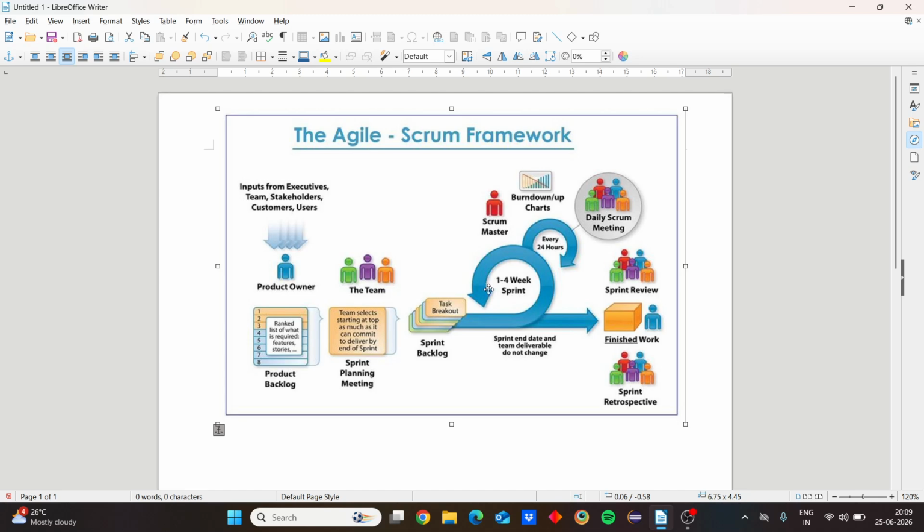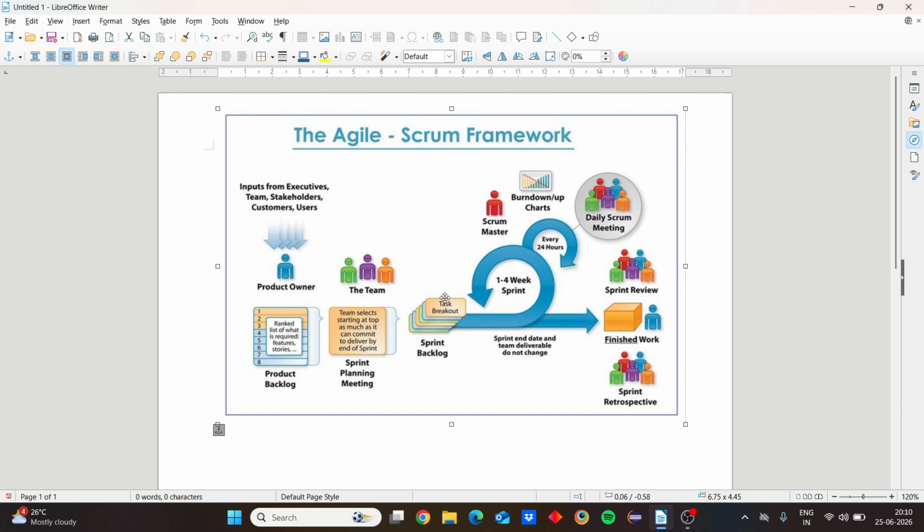Then what is the sprint backlog? The sprint backlog is created by the product owner. Remember guys, the product owner is the person responsible for creating the product backlog and the sprint backlog also. So what is the sprint backlog? The sprint backlog is created by the product owner.